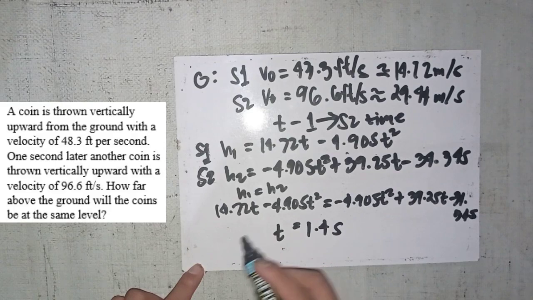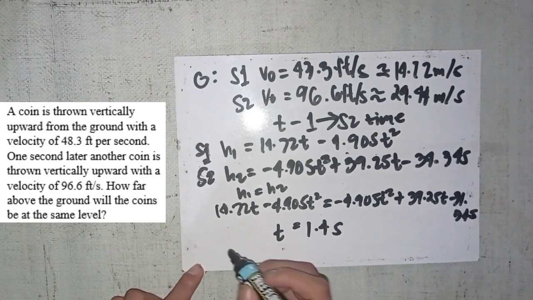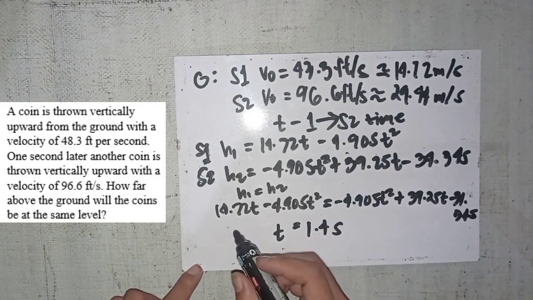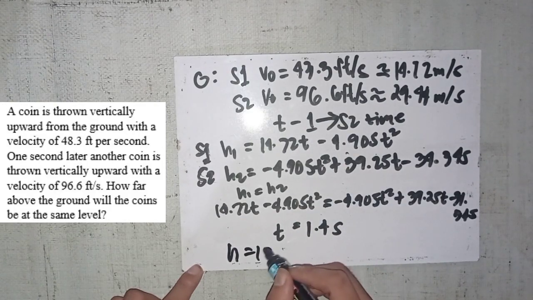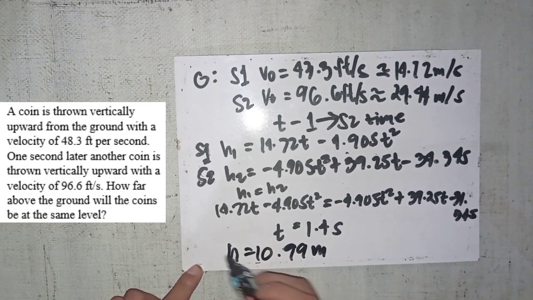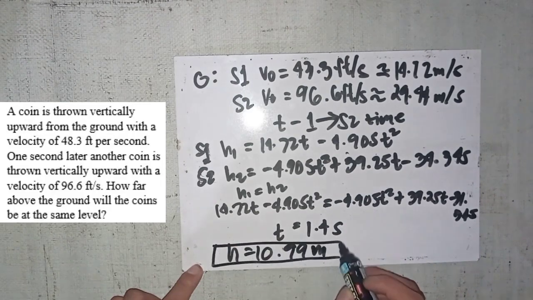So they meet each other in the air. Substituting, we get that the height is 10.9 meters above the ground.